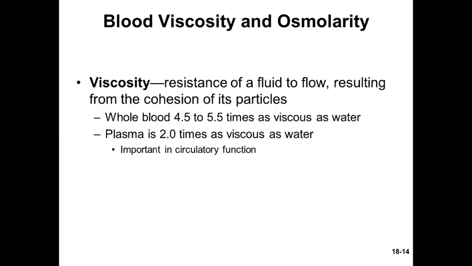Now, blood is 4 to 5 times thicker than water, or more viscous than water. Whole blood is, and plasma itself is about twice as viscous as water. And again, that comes from the amount of materials that are dissolved within the plasma.